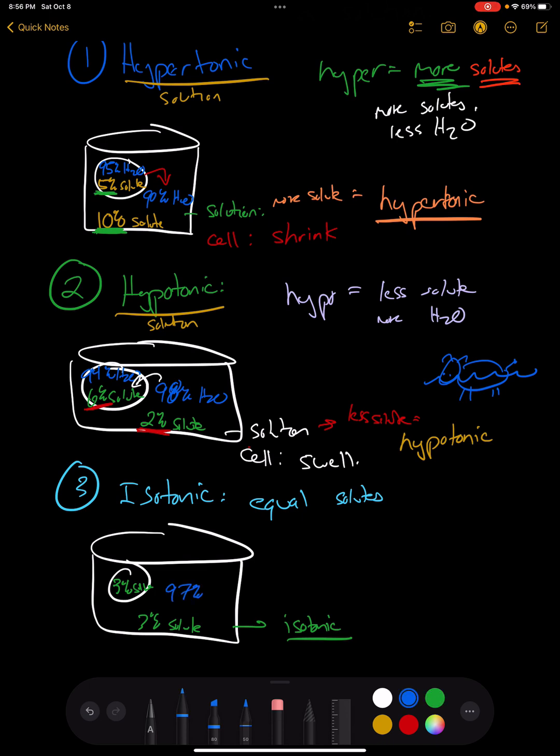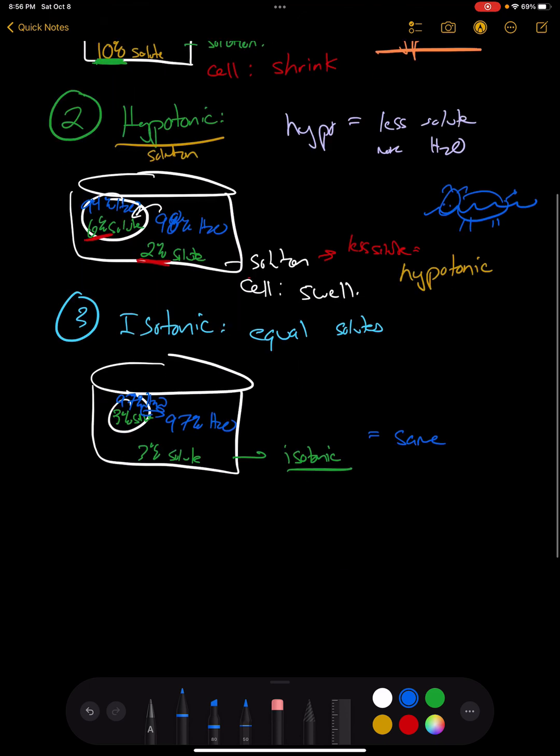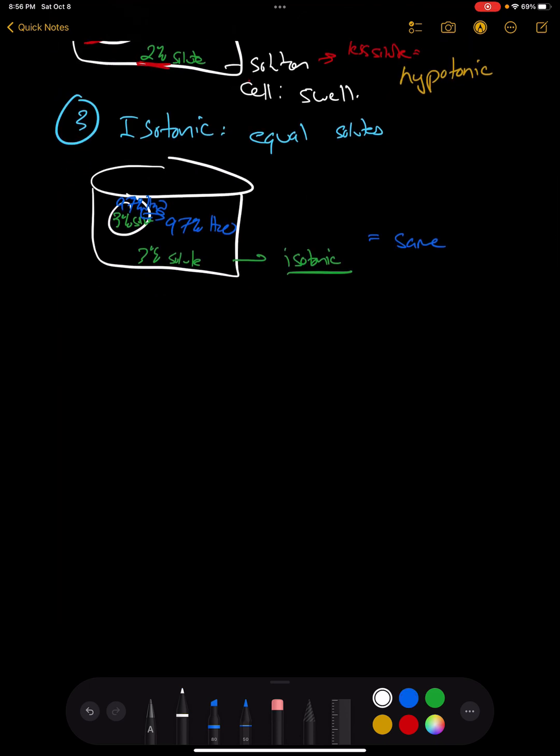Then if I do the water difference, I have 97% water in there, 97% water in there. And so what will my cell do if water is equal? That means my cell will stay the same size. All right, so let's do some practice problems. Practice problem number 1. Let's make that bigger.